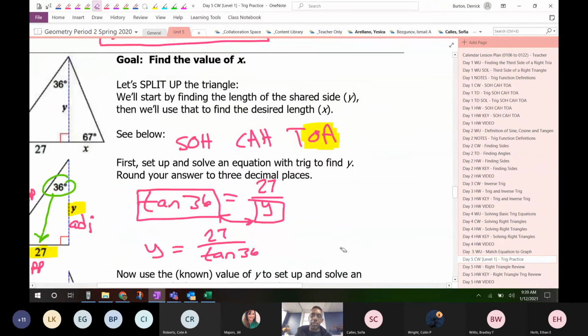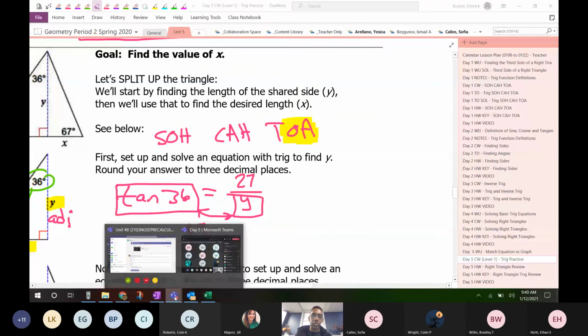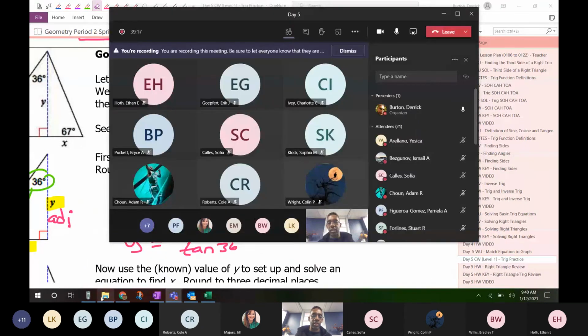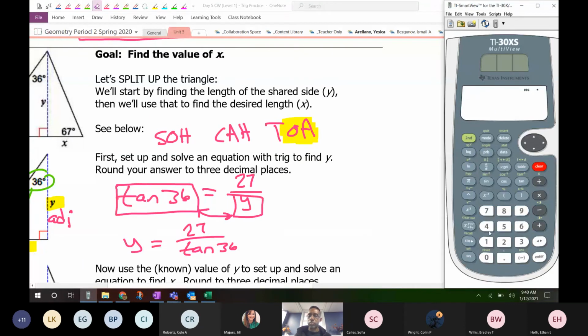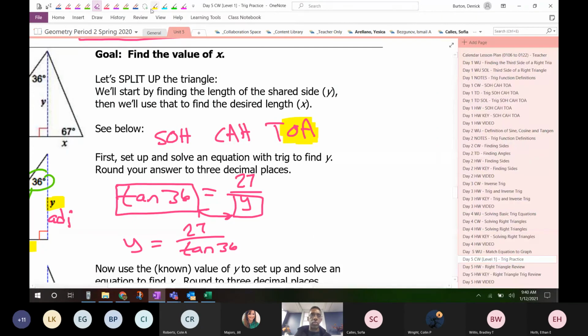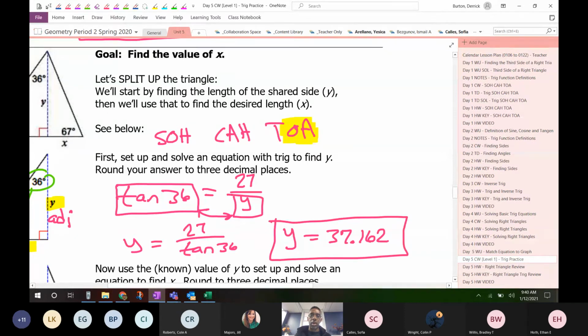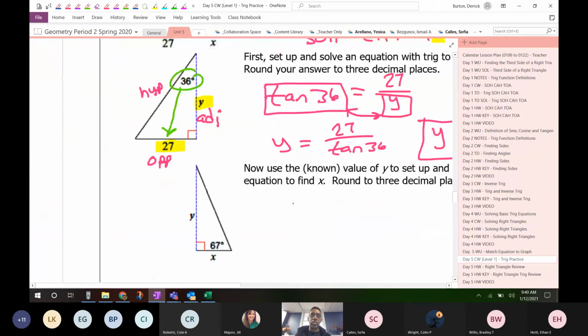Put this in your calculator. 27 over tangent 36. 37.162. That's y, but we're not done.